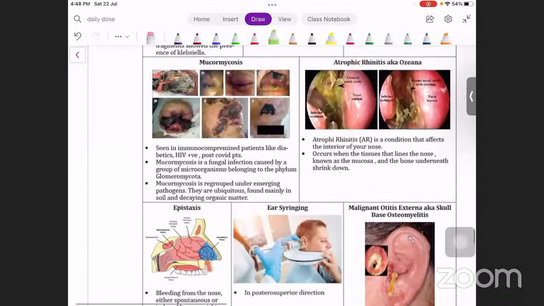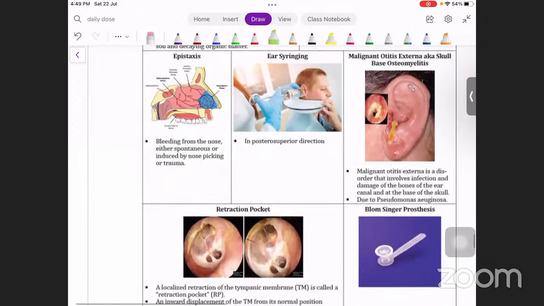And you may see mucormycosis, blackish discoloration on the skin around the nose and eyes, so-called mucormycosis, where you may see that it is associated with immunocompromised patients such as diabetes, HIV, and post-COVID patients, who can show this mucormycosis result. Then you have atrophic rhinitis. Atrophic rhinitis image you may see here, with the crust in the nasal cavity.